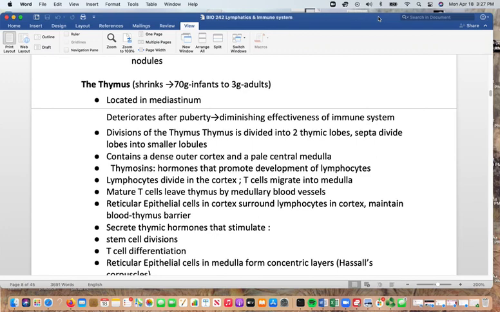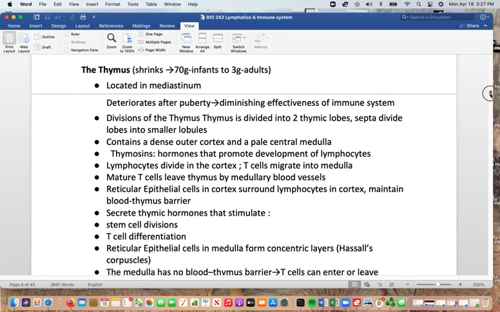So we divide up the thymus into 2 thymic lobes. They're divided by septa into smaller lobules. It's going to have a dense outer cortex and then a pale central medulla. The thymosins are the hormones that are going to promote the development of the lymphocytes. They'll divide in the cortex, and then the T cells will migrate into the medulla. If you think of it as T cells or thymocytes, they're called that because of their development in the thymus. It makes it a little bit easier to remember. Mature T cells leave the thymus through the medullary blood vessels.